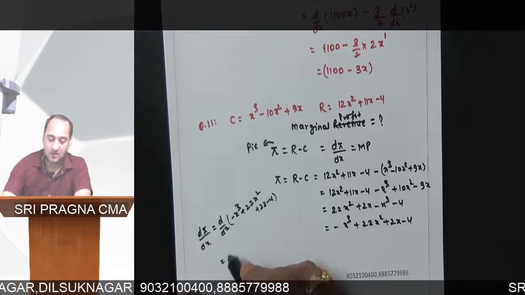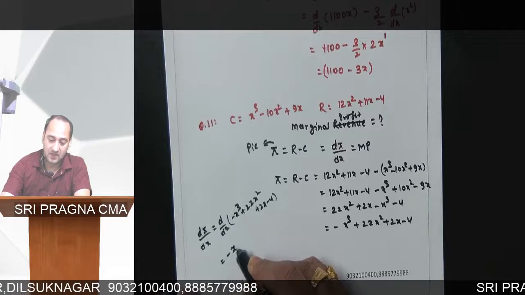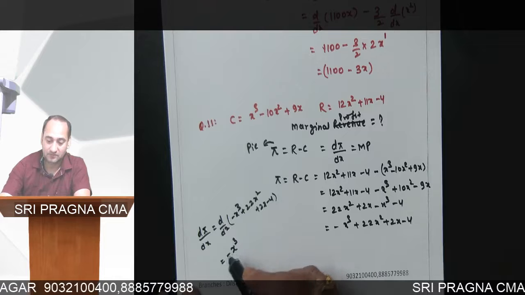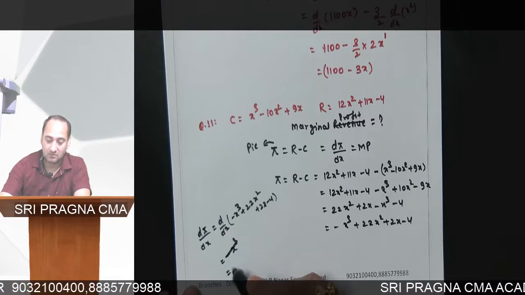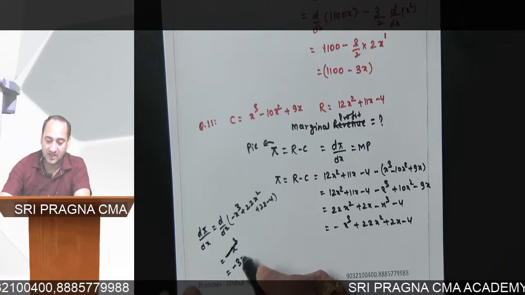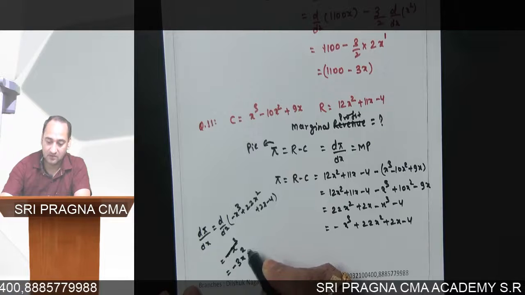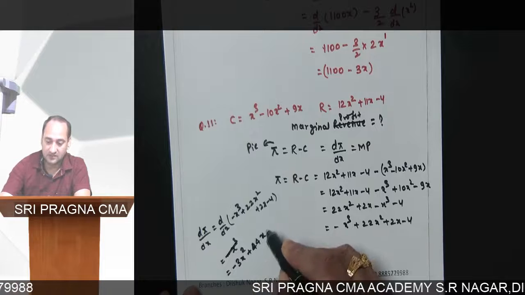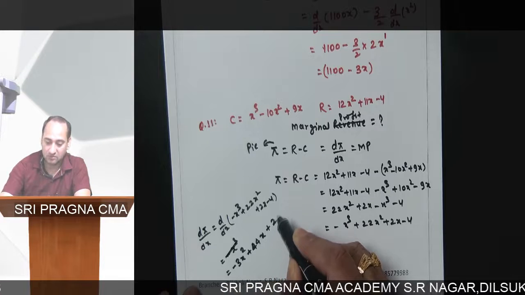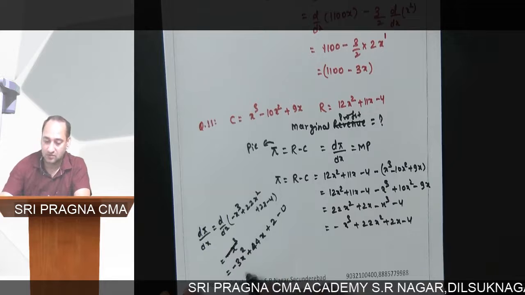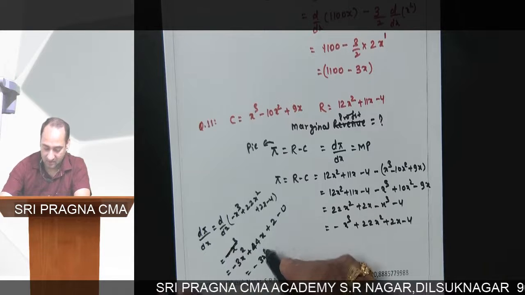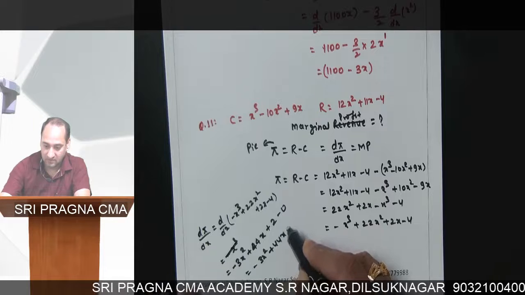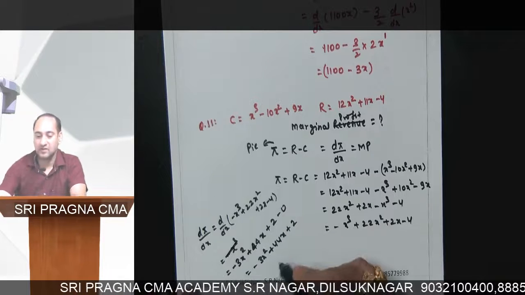Okay, let us do. Minus x cube, how much? So we will do minus 3x square plus 44x plus 2 minus 0, right? So we have minus 3x square plus 44x plus 2.